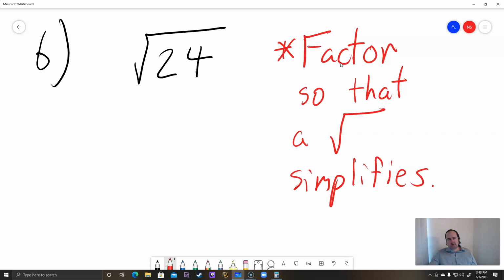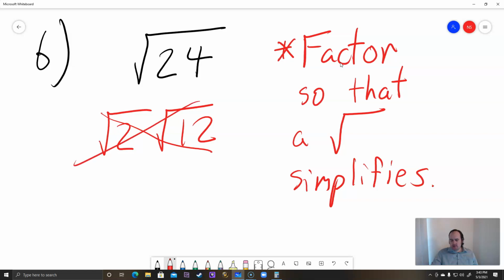So if you think of the ways you could factor 24, if we did root 2 times root 12, that's not going to work because you can't take the square root of 2 and you can't take the square root of 12. So you wouldn't want to factor it as root 2 times root 12. That's why I say you need to factor in a certain way. So you try factoring in different ways until you find something where a square root simplifies.